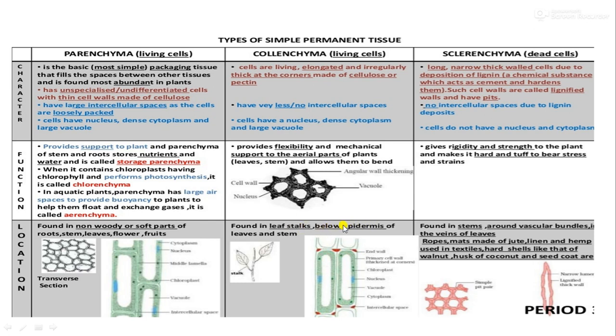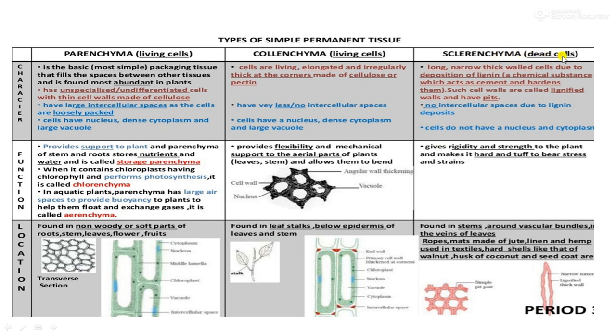Then below the epidermis, collenchyma is present. The epidermis is the outer layer of the leaf and stem. Below the epidermis of leaves and stem, collenchyma cells are present. I will show you the diagram in the next image. Then sclerenchyma.